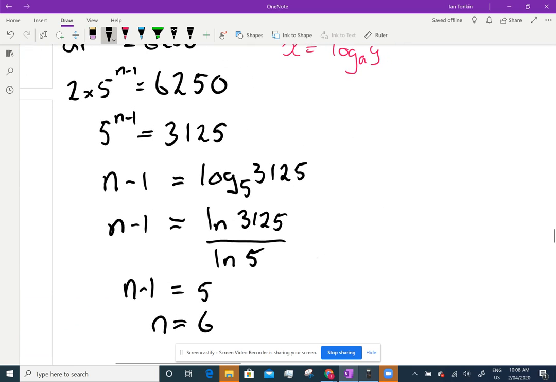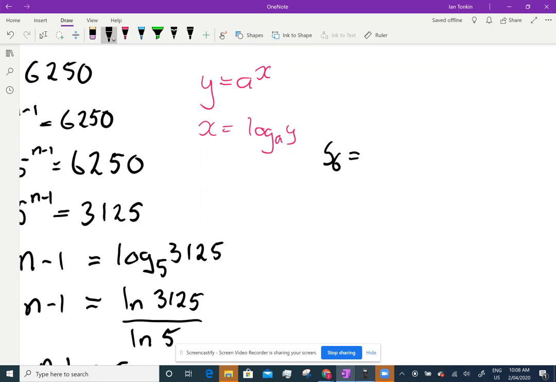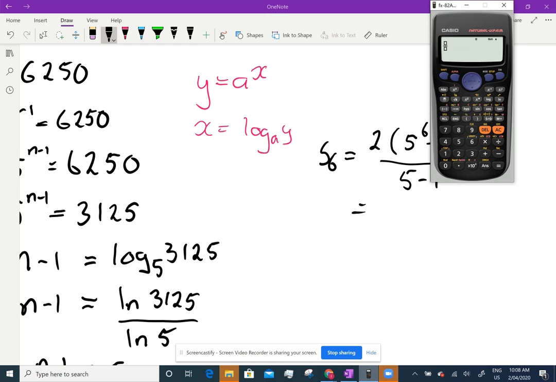Now, we haven't found the sum. So we're finding S of 6. So our a is 2. Our r is 5. So again, 2 times 5 to the power of 6 minus 1 all over, I'm just going to go 4, if that's okay. 7812, and that's the answer.